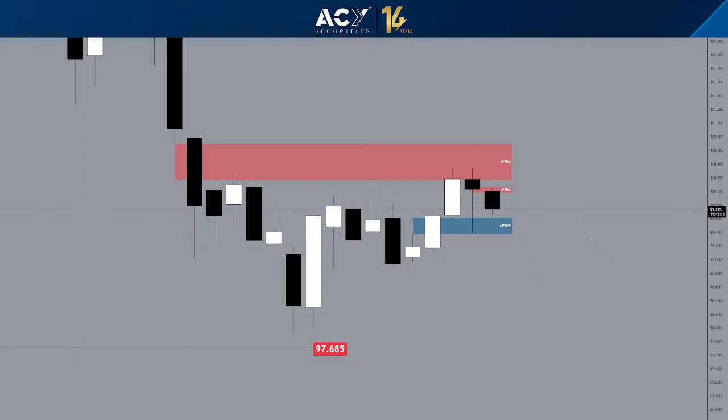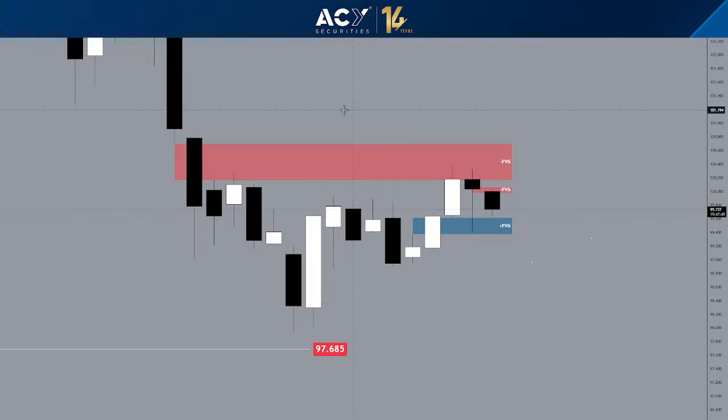So right now, what we're going to look at is potential reaction levels. But of course, our premise for this week is the FOMC. So I apologize for the drawing. It's not like the dollar. It's not looking good.